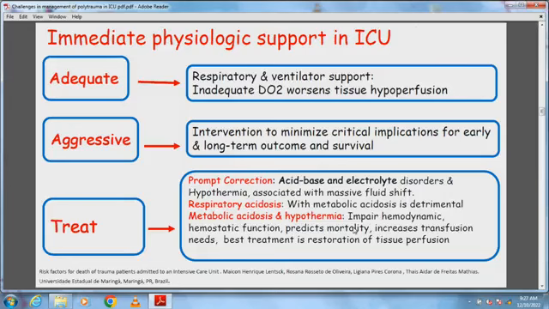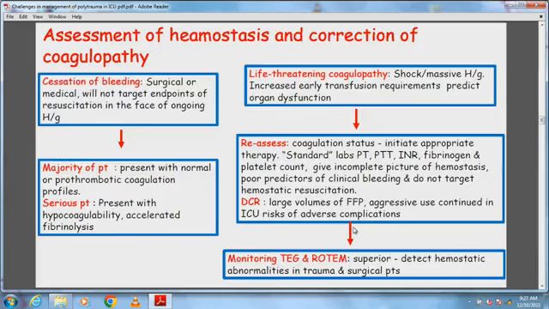Tissue perfusion. Assessment for coagulopathy, even after the control of the bleeding, surgical, does not target the endpoint of resuscitation, because the majority of the patients have got a normal coagulation profile. Some patients may have hypercoagulability.